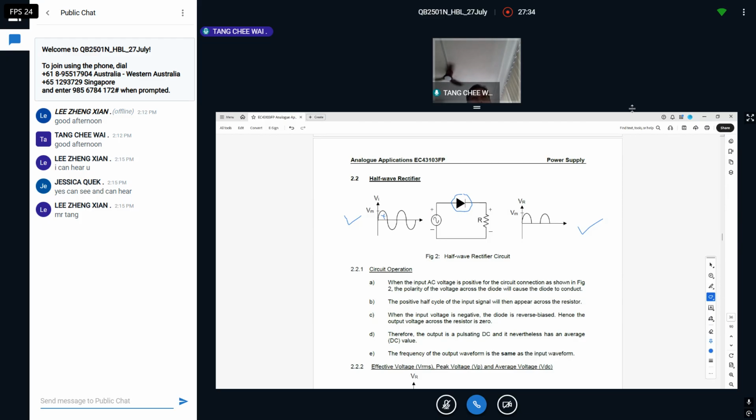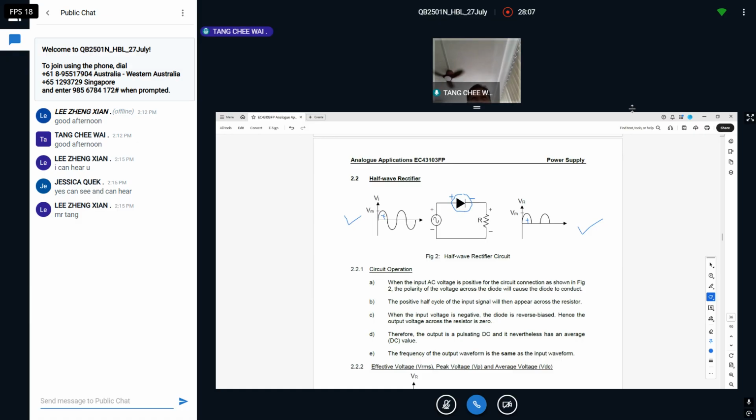I think positive, and by the way, this is the positive side of your diode. This is the negative, the cathode. When a positive half of the AC signal comes in, so positive to positive, we say forward bias. I hope you remember. When you say forward bias, that means current will flow through. So your output, you see the positive cycle.